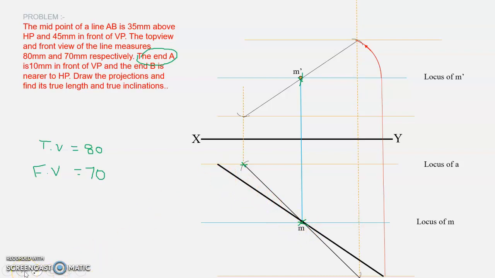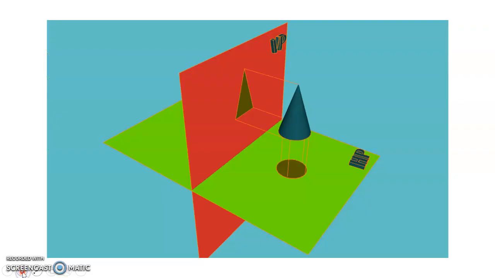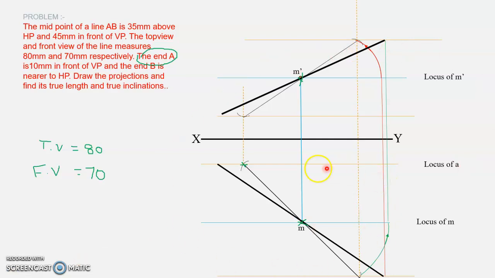Similarly, draw an arc from the top view like this, up to the locus of M, and draw a vertical line up to the locus of B dash. Now we have got an intersection. From this point, connect M dash up to the locus of A like this. So this is the true length in front view. Now the whole problem is solved. So this is the procedure to solve with front view and top view.